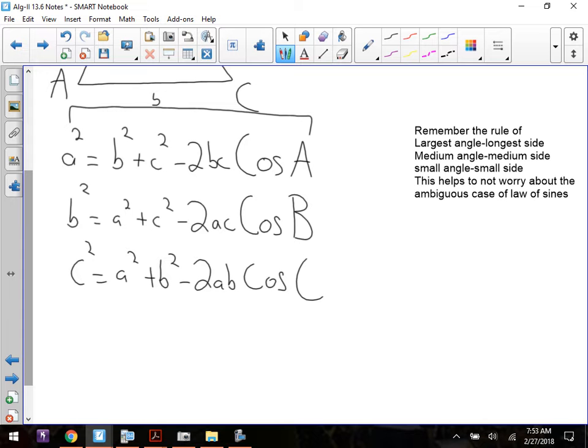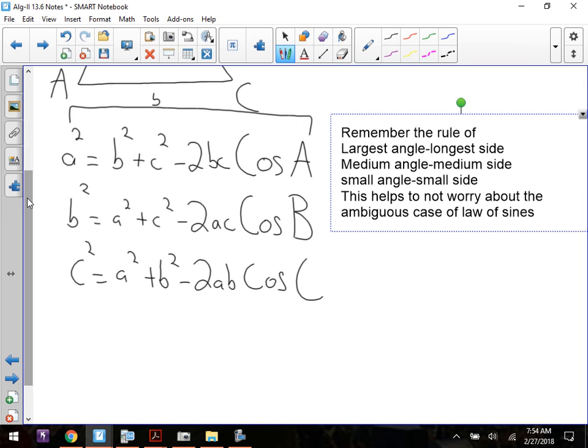Okay? I put a little reminder, and we've talked about this a little bit here or there. Remember when you're dealing with your angles and your sides, your largest angle will always be across the longest side length, medium angle, medium side length, short side length, and so on.